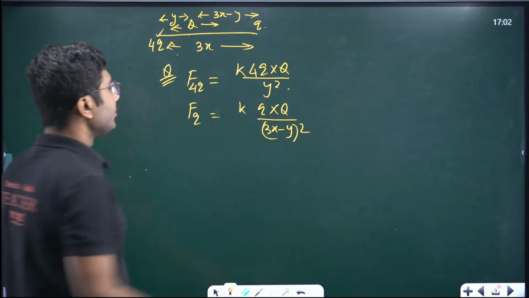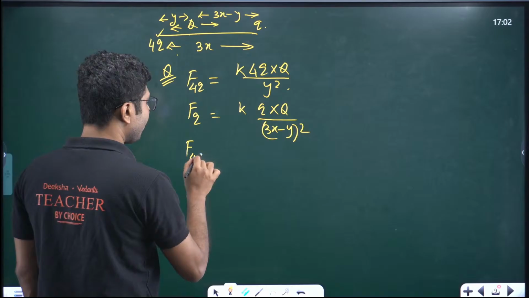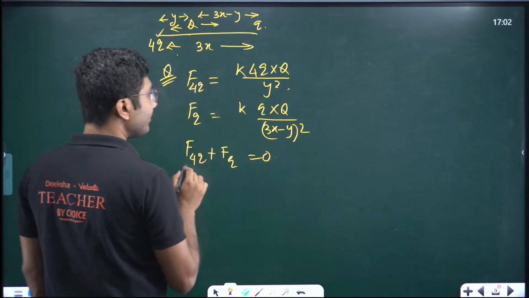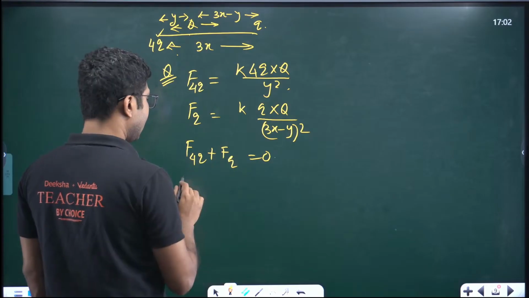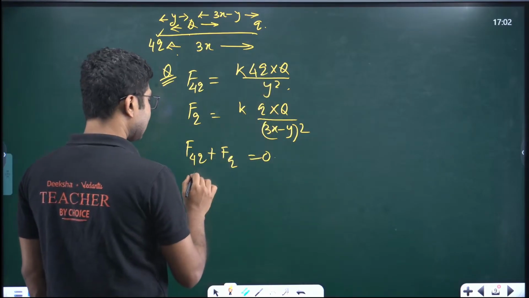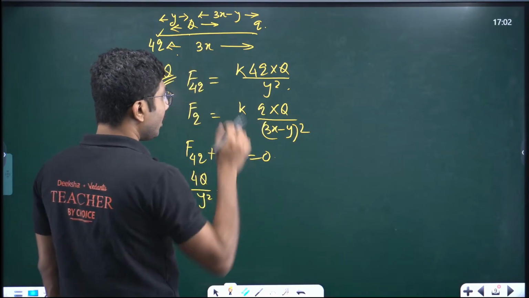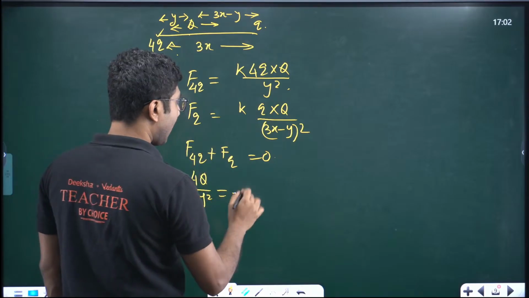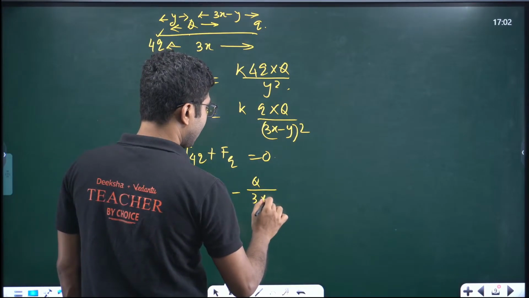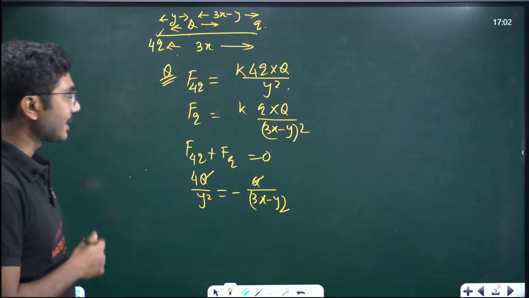Okay, now we will compare these two values. Obviously because the system is in equilibrium, the two forces must add up to 0. Put that value here. K will be common and cancel. Small q will also be common and cancel. So 4 capital Q by y square equals minus capital Q by 3x minus y whole square. Obviously, capital Q will also cancel.